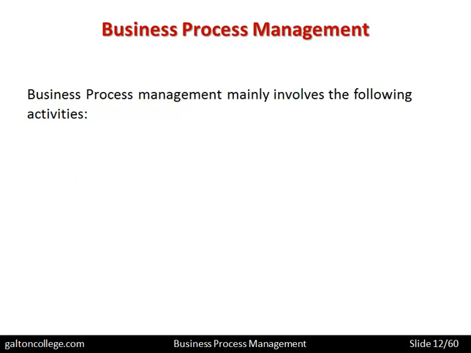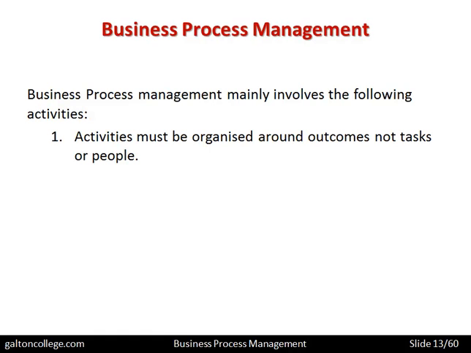Now, business process management mainly revolves around the following activities. Activities must be organized around outcomes, not tasks or people. So the activities don't look at the people who are, say, employed within the plant, and they don't look at the tasks that the people perform. Instead, it looks at the outcomes. It looks at what has been produced. In a sense, how it got there is almost irrelevant at this stage.